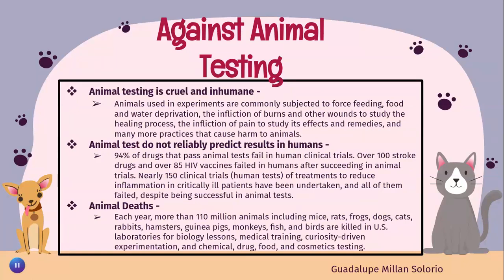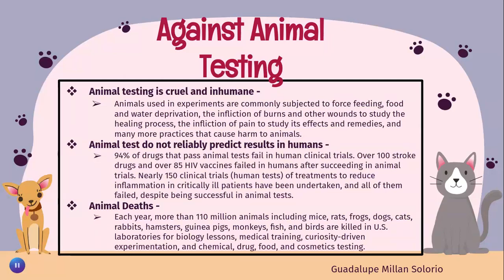Animal testing isn't reliably predicting results in humans. Around 94% of drugs that pass animal tests fail in human clinical trials. Over 100 stroke drugs and over 85 HIV vaccines fail in humans after being successful in animal trials. Nearly 150 clinical trials of treatments to reduce inflammation in critically ill patients have been undertaken, and all of them failed despite being successful in animal testing.